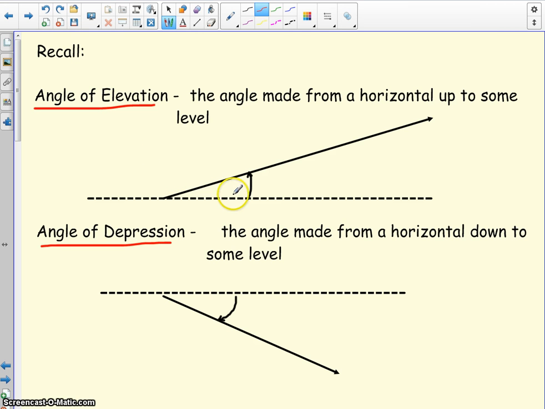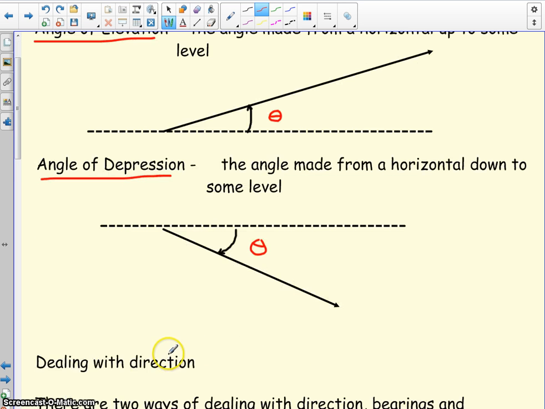So the angle of elevation is the angle made from a horizontal up to some level, usually a line of sight, to the top of a building or top of a flagpole or something. So this right here would be the angle of elevation. The angle of depression is the angle made from the horizontal down to a certain level. So again, something like that right there.